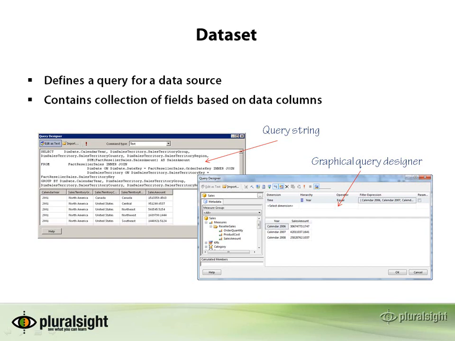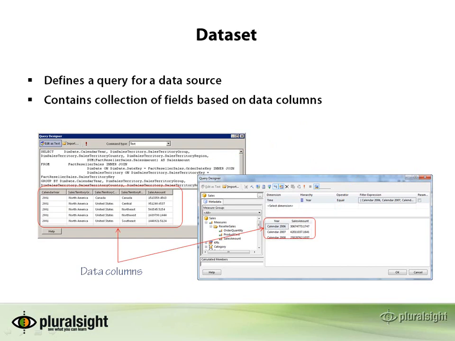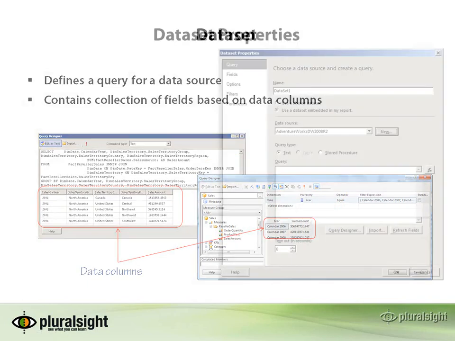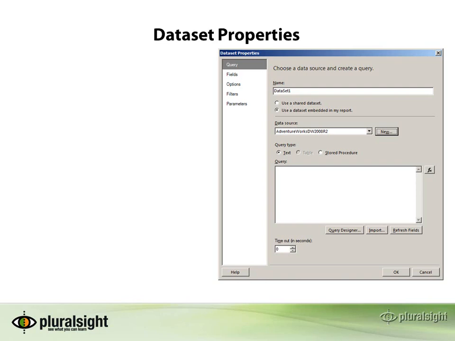If you have a query saved to a file already, or if you have another report that has the same query that you want to use in your current dataset, you can use the Import button in the Query Designer. Whether you use the generic or graphical query designer, you can execute the query to confirm the query is valid and that you get the results you need. At that point, the fields collection for your dataset is generated to match the data columns that you see in the query results. A dataset also has other properties besides the query and fields.